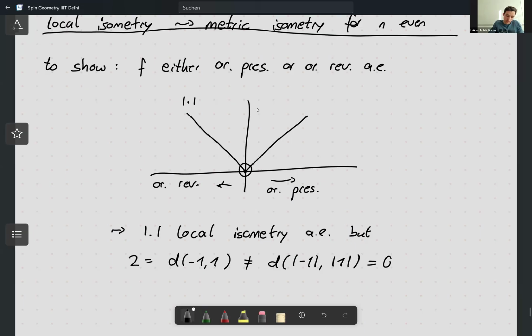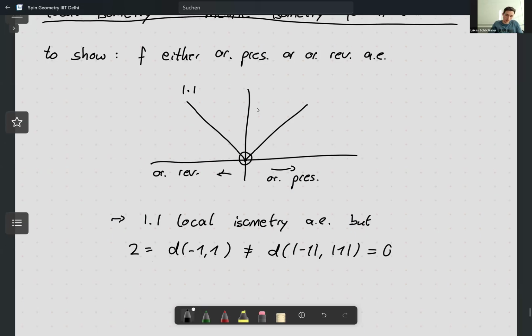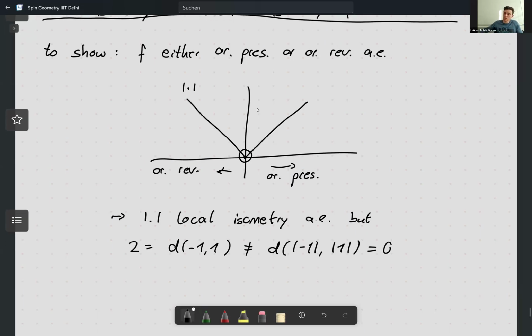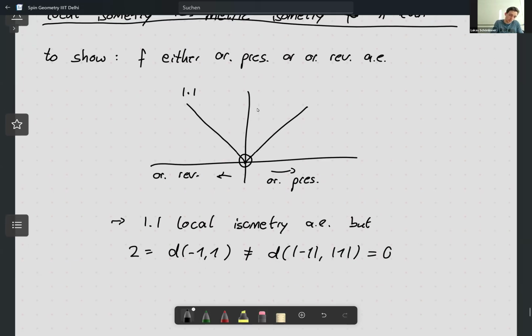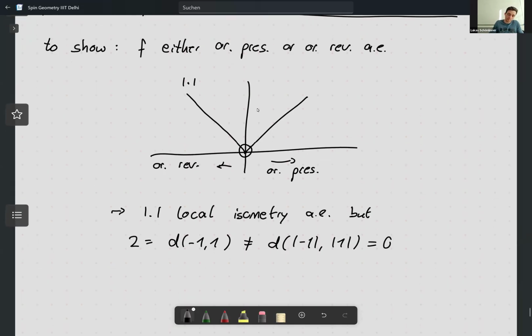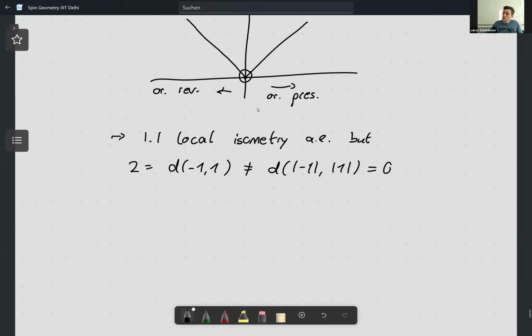And this picture, you can also imagine in higher dimensions. These folding points might not be points, but subsets. Yeah, but that's kind of the reason why this condition here makes perfect sense. And the thing is that this only works quite well in even dimensions.